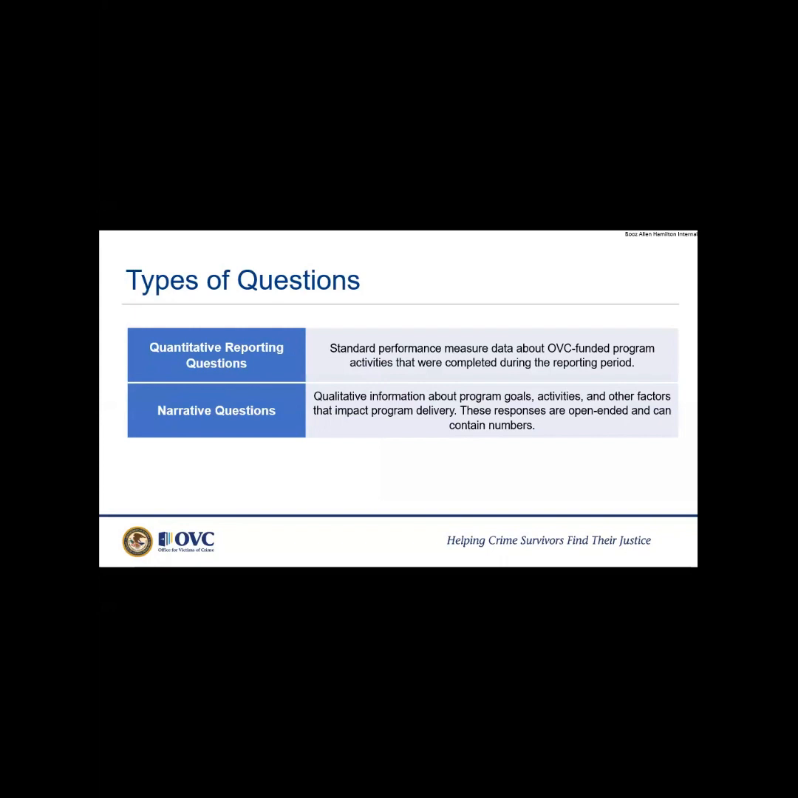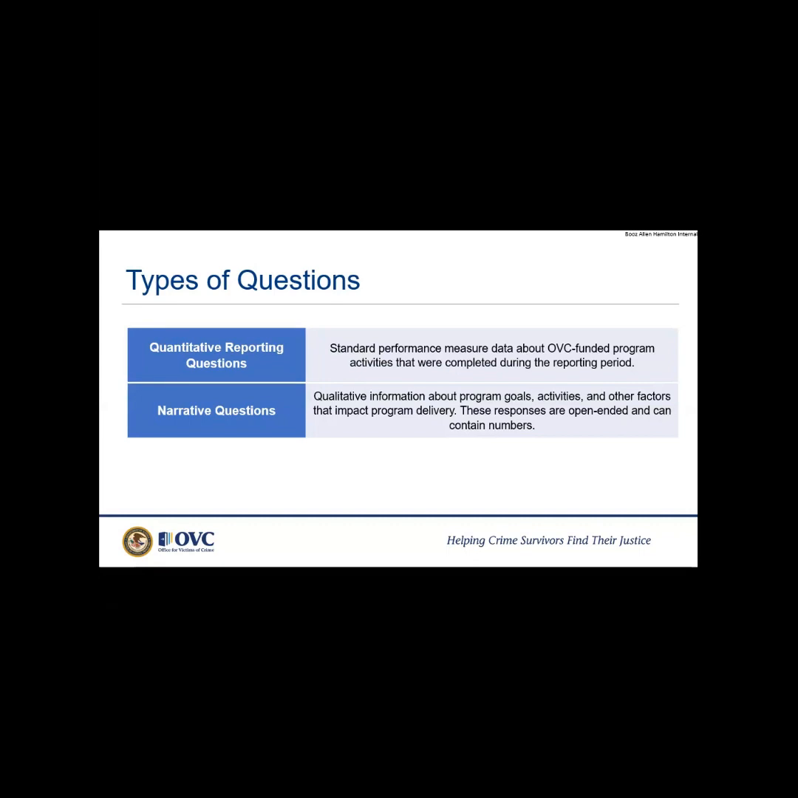Okay. There are two different types of questions in the performance measures that you are responsible for as subgrantees. There's the quantitative reporting questions. These are your quarterly reporting questions where you are collecting and tracking data about OVC-funded program activities that were completed during that specific quarter, that specific reporting period. The quantitative reporting questions, I like to call them the numbers questions. Those are the ones that you're mostly responding with numerical values, and providing a set of numbers to OVC.